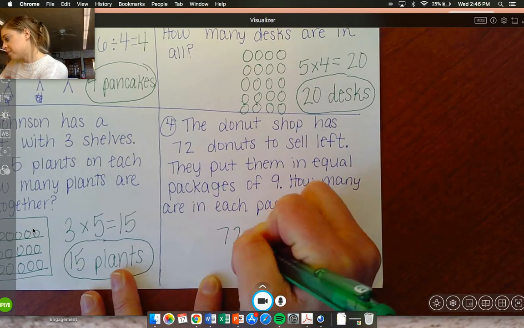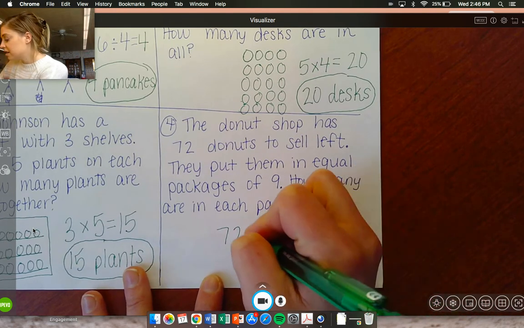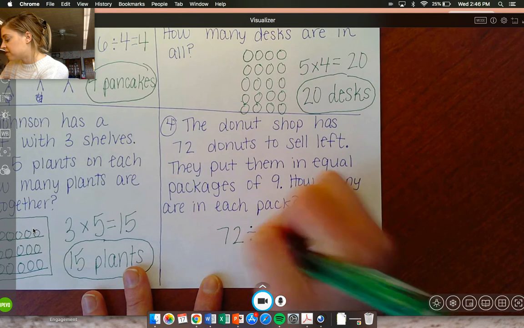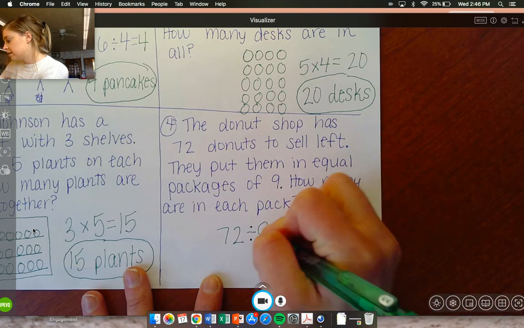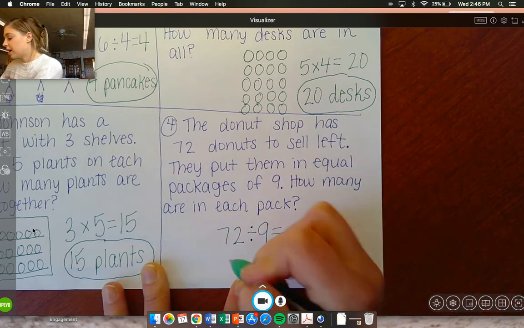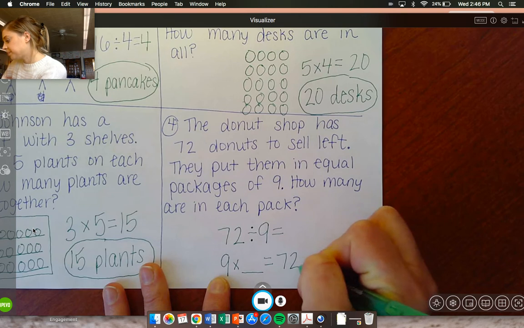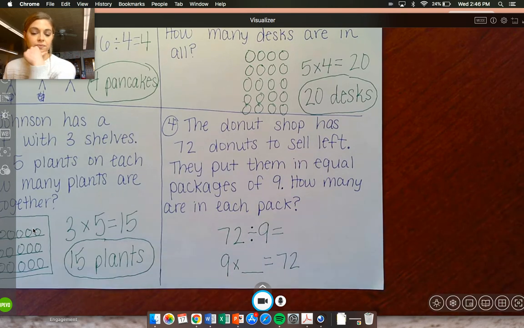You could draw a picture, but I don't know about you, I do not want to draw out 72 circles or X's. So that's why it's important to know whether you have to multiply or divide to save you some time. 72 divided by 9. Well, what times 9 equals 72? These are a little bit more of higher numbers. I'll give you a second to figure that out.